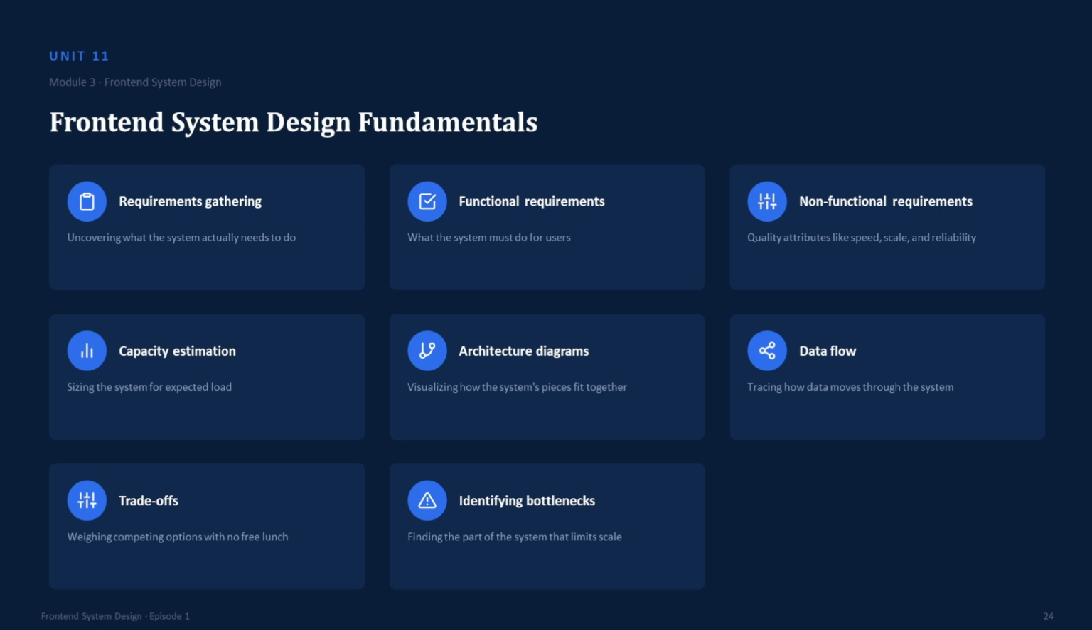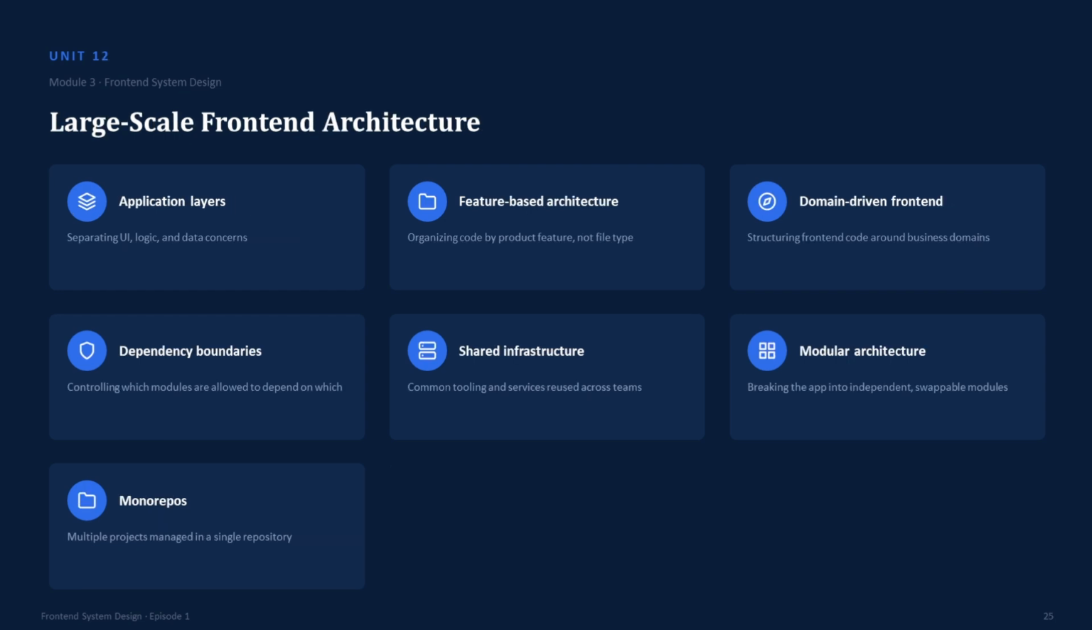The first unit, that is unit 11. Here we are going to see front-end system design fundamentals, where we'll see how to gather requirements. What are the functional requirements? What are the non-functional requirements? How to do capacity estimation, how to do the architecture diagram and the data flow, like for example, from one component the data is flowing to another component, how will you do that? What are the trade-offs? How to identify the bottlenecks? Okay, so those we are going to see.